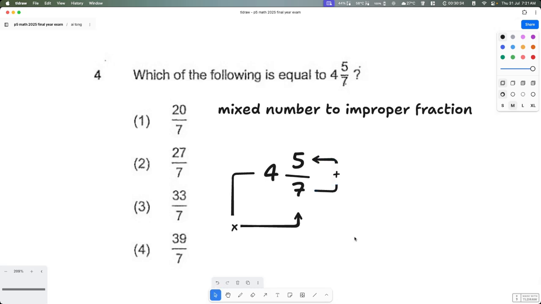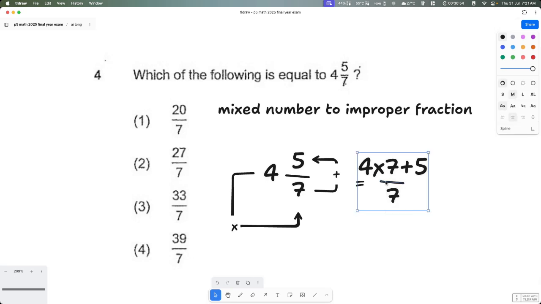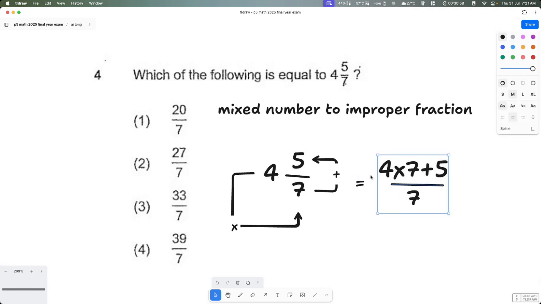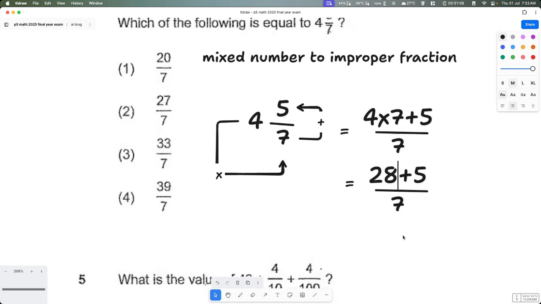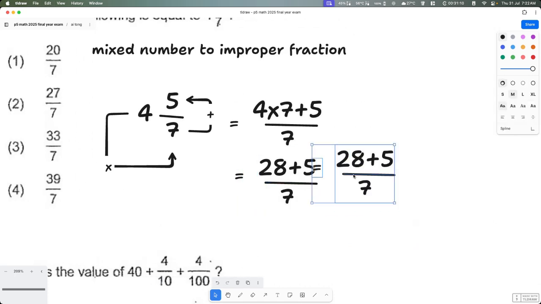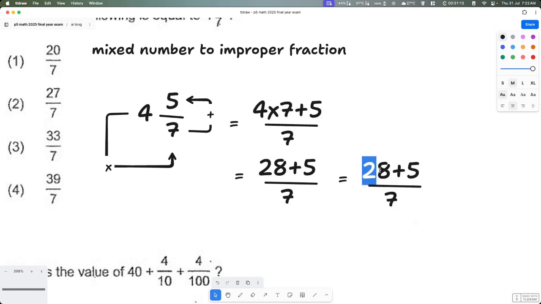So this will be equal to... I'm just going to show you what the numerator will be: 4 times 7 plus 5. So in this case over here, I'm going to copy this again and paste it over here. This will become 28 plus 5, and then I will give the final answer, which in this case is 33.